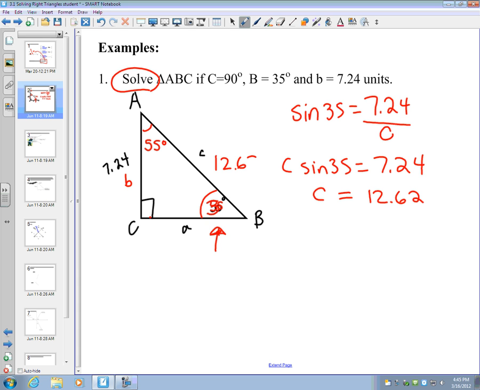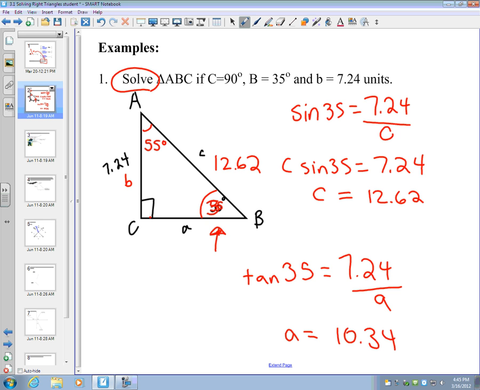So now I could use Pythagoras or I could use another trig ratio. I'm going to use the trig ratio here. I'm going to say the tangent of 35 is equal to, SOH CAH TOA, opposite over adjacent, 7.24 over A. Following the same pattern, I'm going to get my A to be 10.34. Just a note, it's always best to use angles and sides that you are given rather than ones that you have derived. Just in case you make a mistake, you don't want to make a mistake and then use that in every calculation after that. So always use the ones you're given if you can.